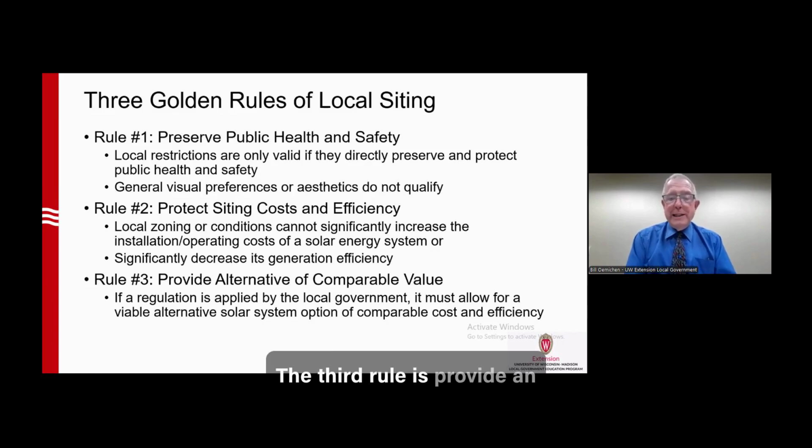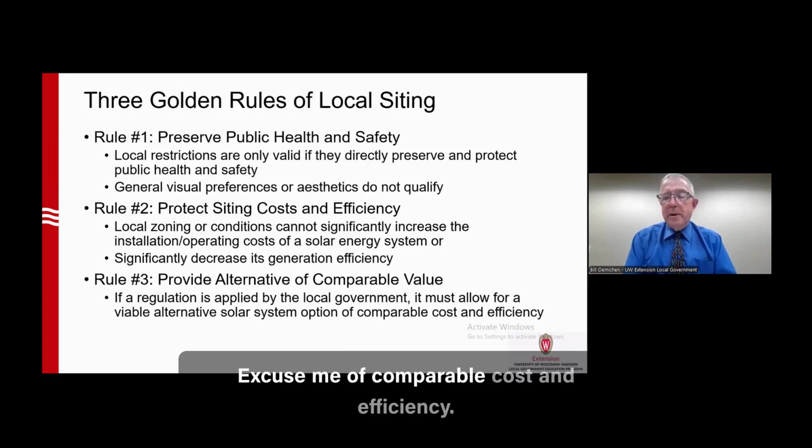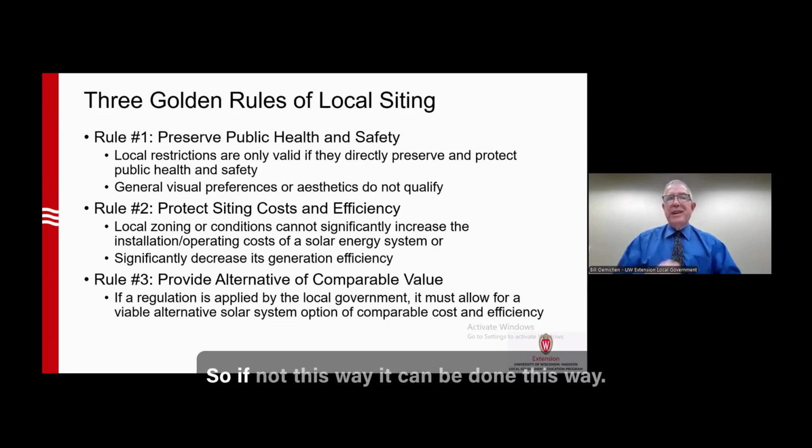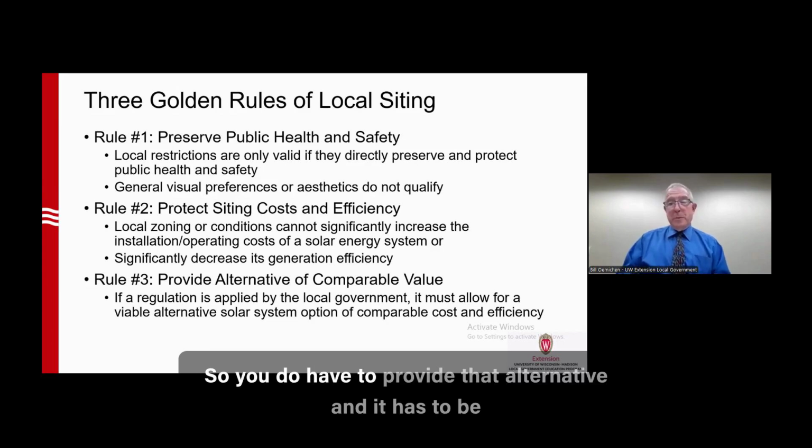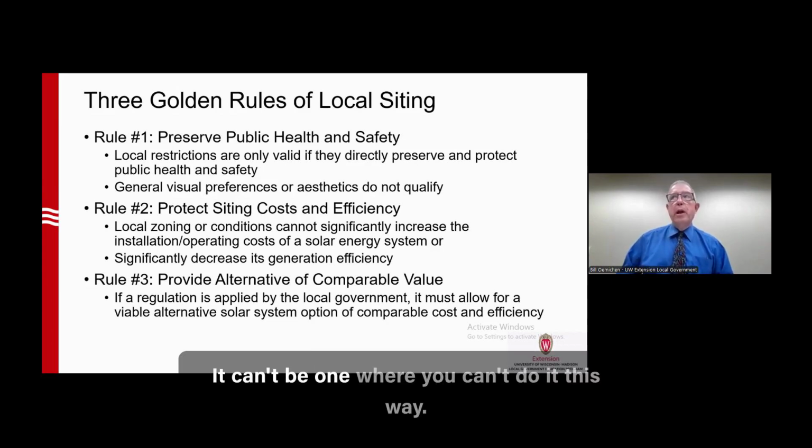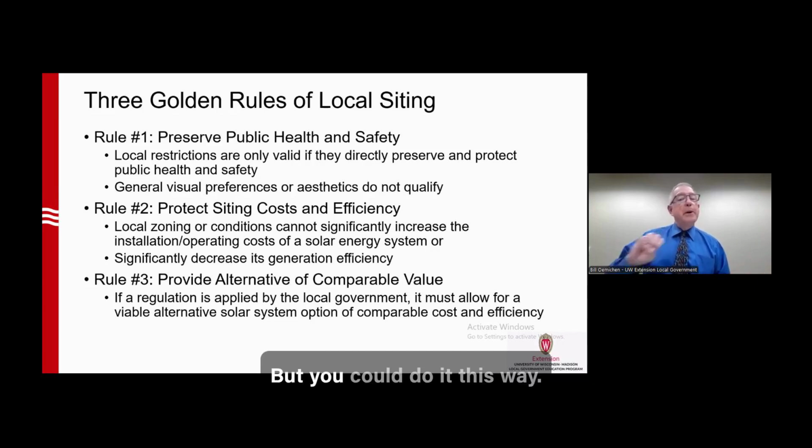The third rule is provide an alternative of comparable value. So if your conditional use permit regulation is being applied, you must allow for a viable alternative solar system option of comparable cost and efficiency. So if not this way, it can be done this way. You do have to provide that alternative, and it has to be of comparable cost. It can't be one where you can't do it this way, but you could do it this way, but it's going to cost a lot more for you.